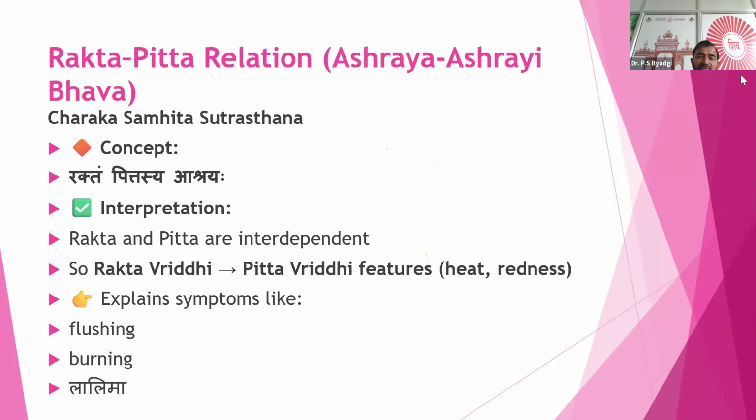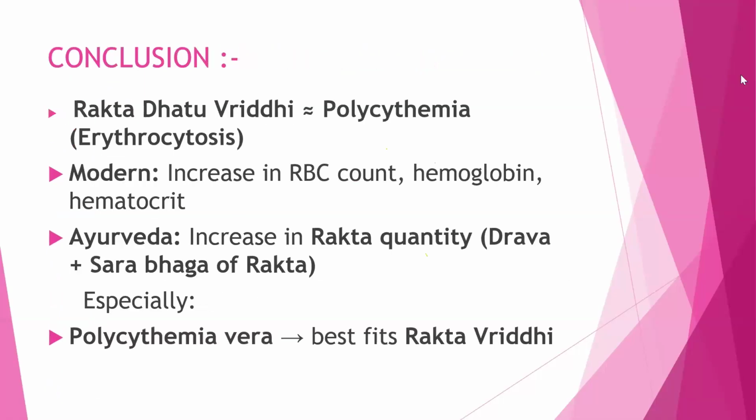So the patient may present with flushing, burning, and lalima, redness in the particular localized area. To conclude, Rakta Dhatu Vriddhi is seen in polycythemia, with an increase in RBC count, hemoglobin and hematocrit values. In Ayurveda, there is an increase in Rakta Dhatu quantity, with Drava plus Sarabhaga of the Rakta increased. That best fits polycythemia, comparing both of the conditions.